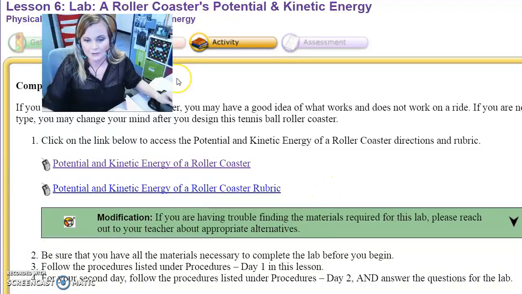So the numbers, if you make a different track than what is presented to you in the sheet that goes with this, your numbers will be different.